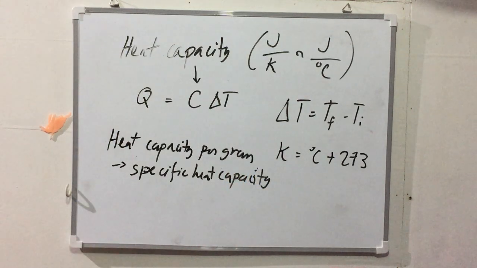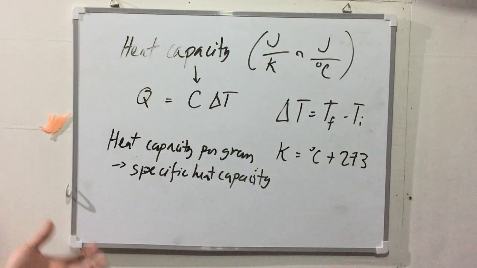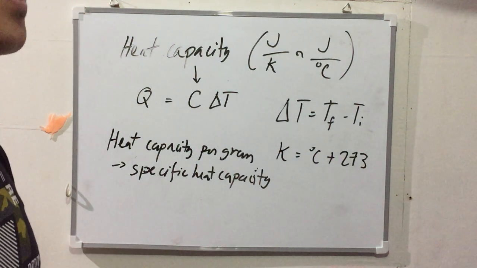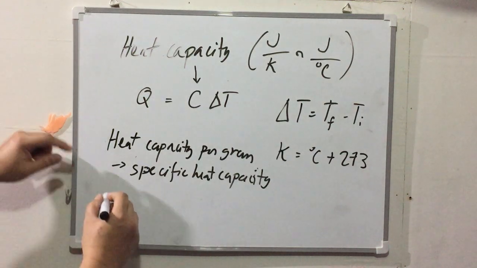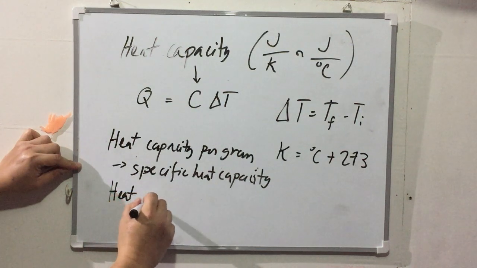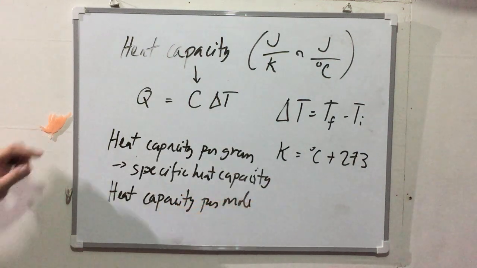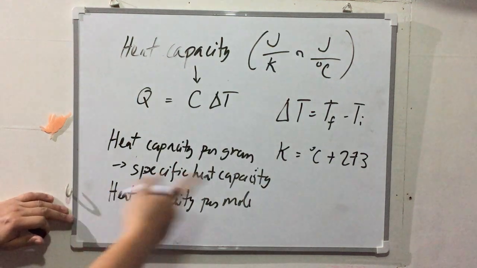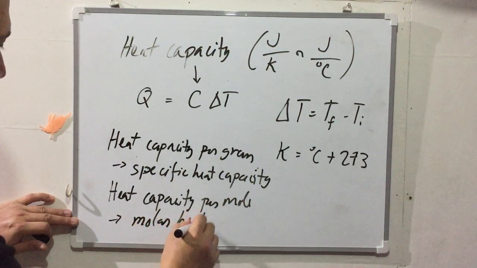Okay. So we call it the specific heat capacity if it's heat capacity per gram, so per unit mass. The way to say that would be the amount of heat necessary to raise the temperature by 1 for 1 gram of the material. You can also write heat capacity per mole, and this is the more common use of the heat capacity in thermodynamic literature. So heat capacity per mole, which we would call molar heat capacity.